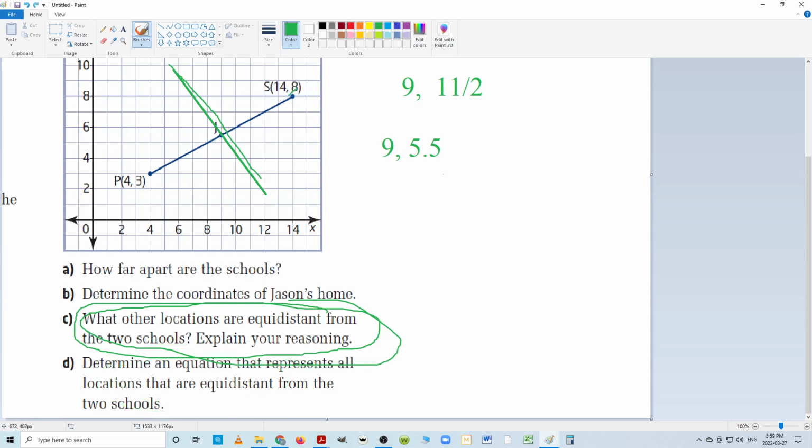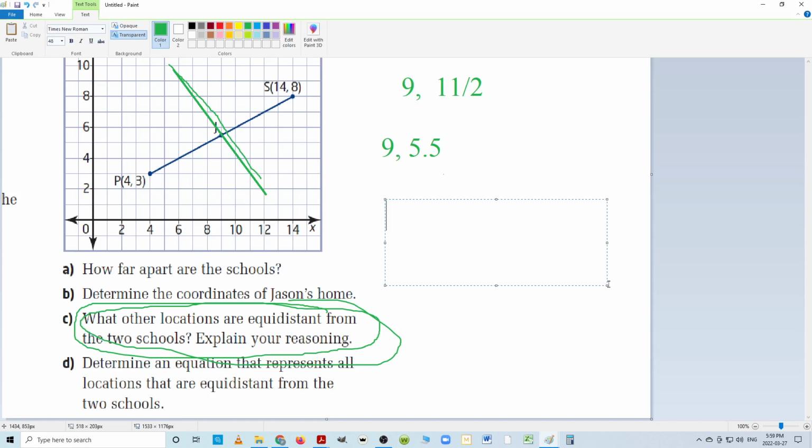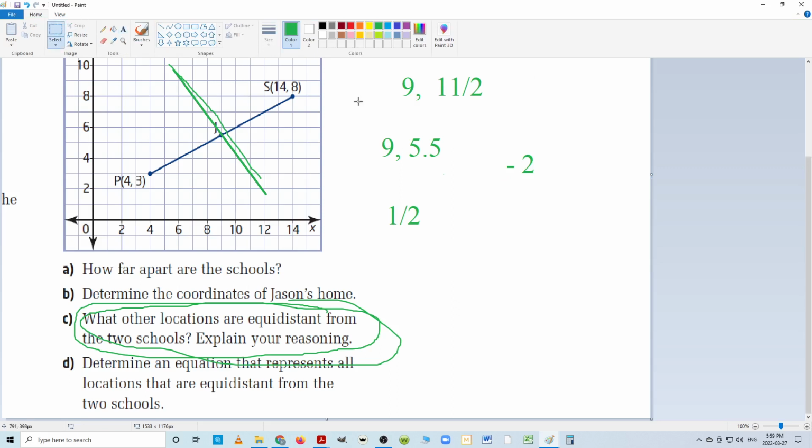So first we have to find the slope of this to find the perpendicular slope of that. Slope is y2 minus y1, which was 8 minus 3, which is 5. And the other one was 14 minus 4, which is 10. So we can see the slope of the blue line is 1 over 2. That means the perpendicular, the reciprocal with the sign changed, is negative 2. That means the slope of the green line is negative 2.